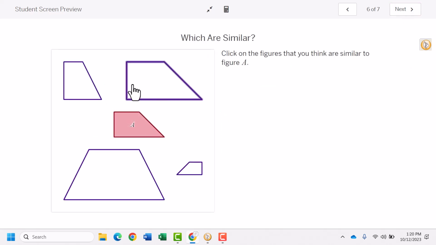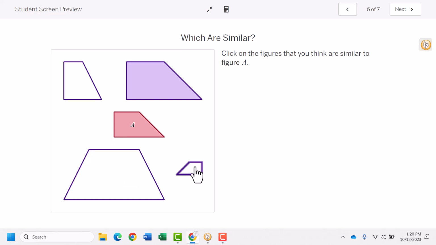So let me just take a look at these, and just real loosely, we're going to click on the figures that you think are similar to figure A. Which ones look like they're the same shape, but maybe not the same size? As I'm looking at this figure, this one looks like it's just a bigger version of A. I'm going to click on that one. This one, the proportions seem off. This one, I know I need to have at least a right angle here. There's no right angle in this one.